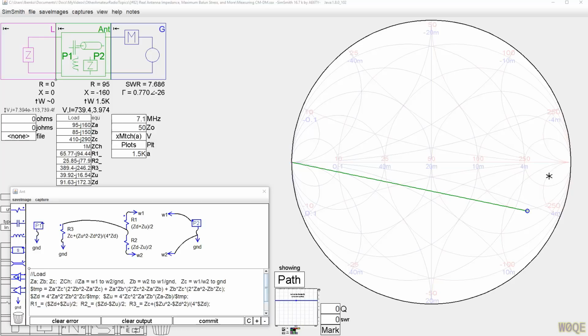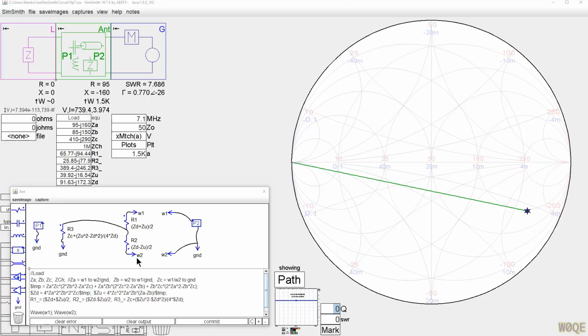So let's get started. Shown here is a three-terminal network comprised of three individual impedances, R1, R2, and R3, which can be complex numbers in SimSmith, hence their impedances, and they're shown in a Y configuration. We could have done this in a delta configuration also, but we have the two terminals, W1 and W2, which are the end of an open wire line that came down from your antenna. Ground is the invisible connection that the antenna has to ground.